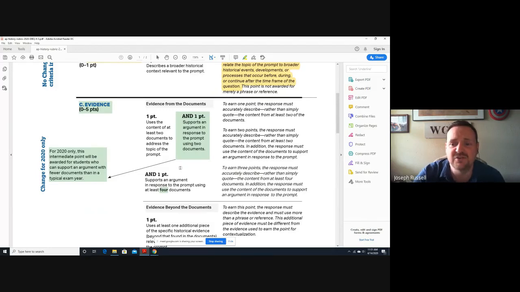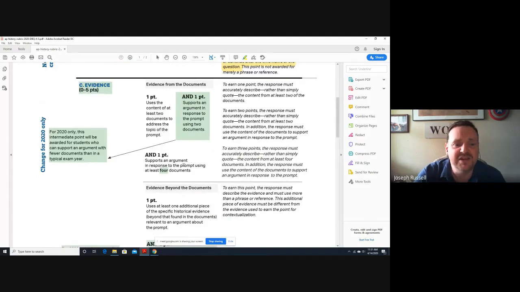And I like this particular rubric that I'm showing you on the screen because you can see where they've added the points. This is directly from the College Board, and what they're telling you is 2020 only. So you can see the things that are highlighted in green are the things that they are just adding this year, right?